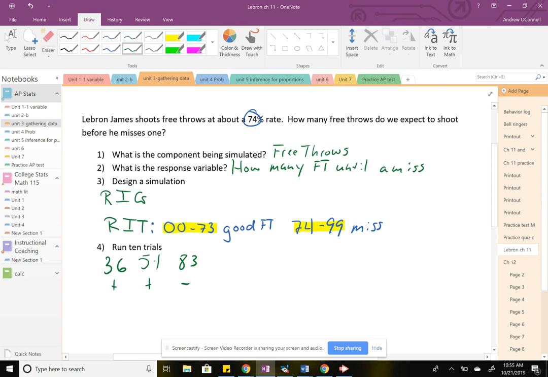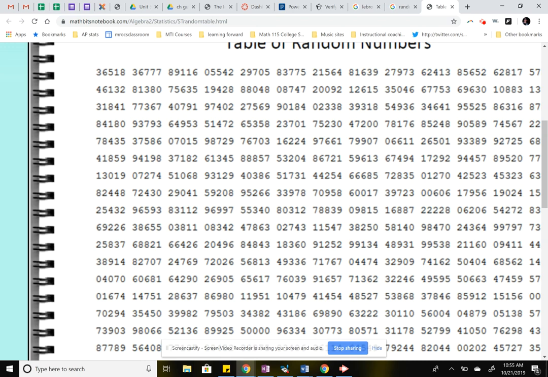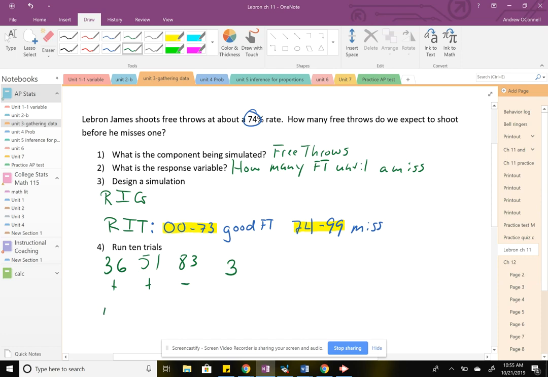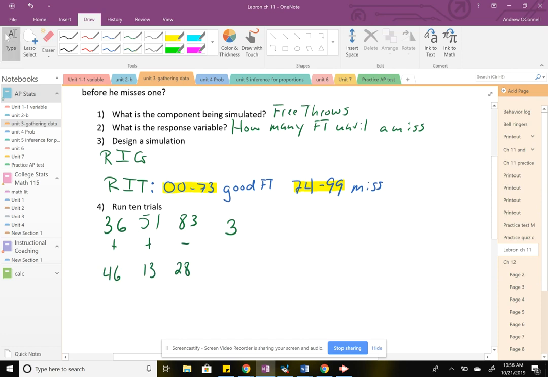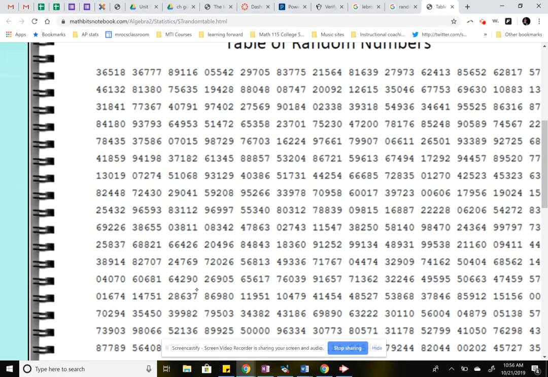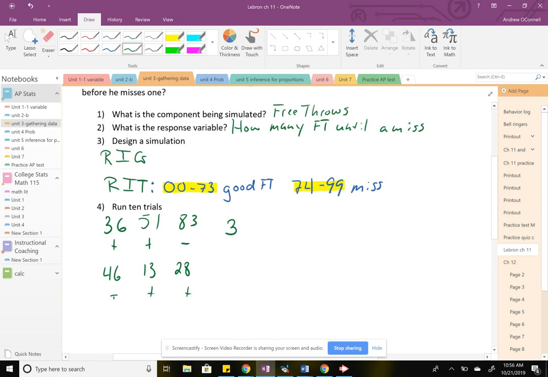So this says run 10 trials. I'm only going to do a couple. So this trial the answer would be 3 until a miss. Next one, I'll just go on the next line. I could have continued, that's fine too, but every trial I'm going to start with a new line. So 46, 13, 28. All of those would have been 0 to 73, so that's a good. He made it.